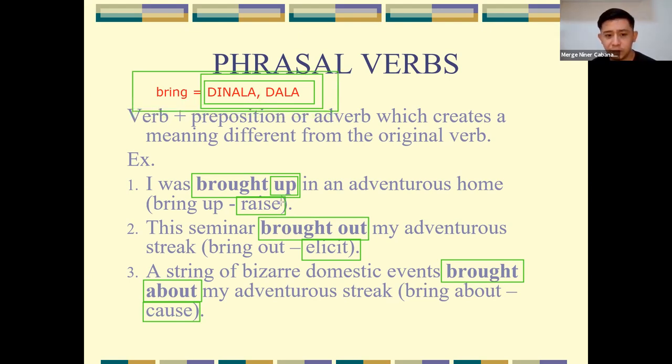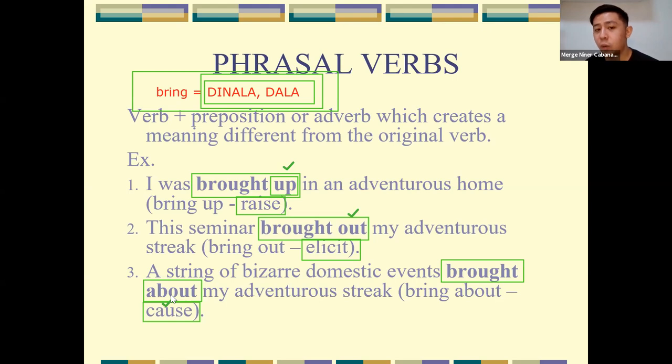So you see, from the word dinala, dala, from the root word bring, the phrase becomes really different because you added some prepositions, all right? You added up, you added out, you added about. Now it turned out to be different. And that's what this topic is about.